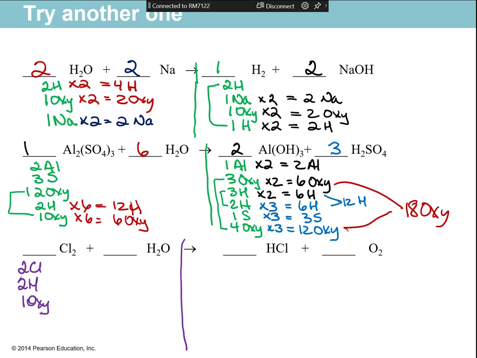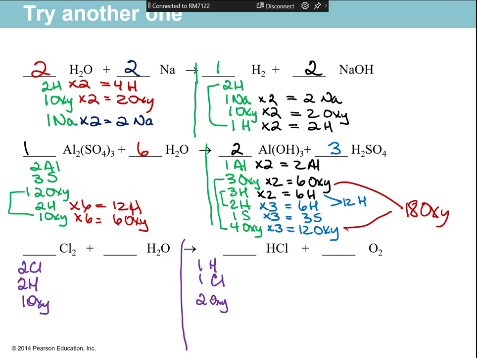Then you look on the opposite side of the arrow. You see HCl, so that tells you that there's 1 hydrogen and 1 chlorine. And that there is 2 oxygens in O2. Remember that I write OXY. You can just write a 0 or an O, but it looks like a 0 to me, so I get all confused.